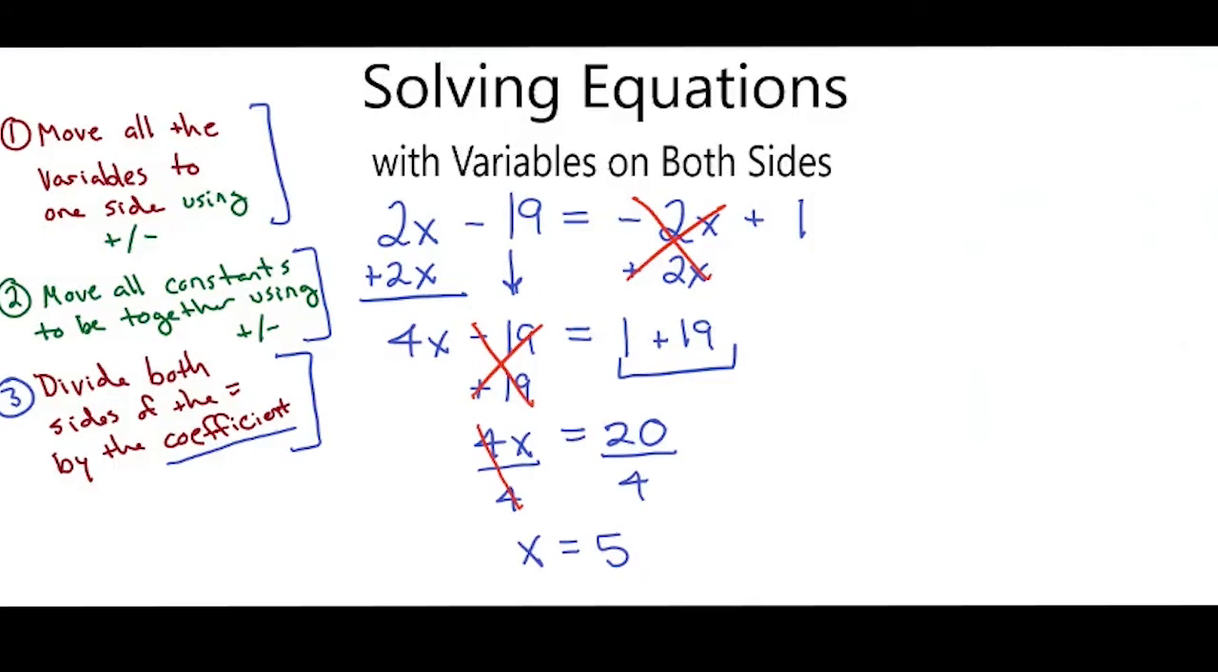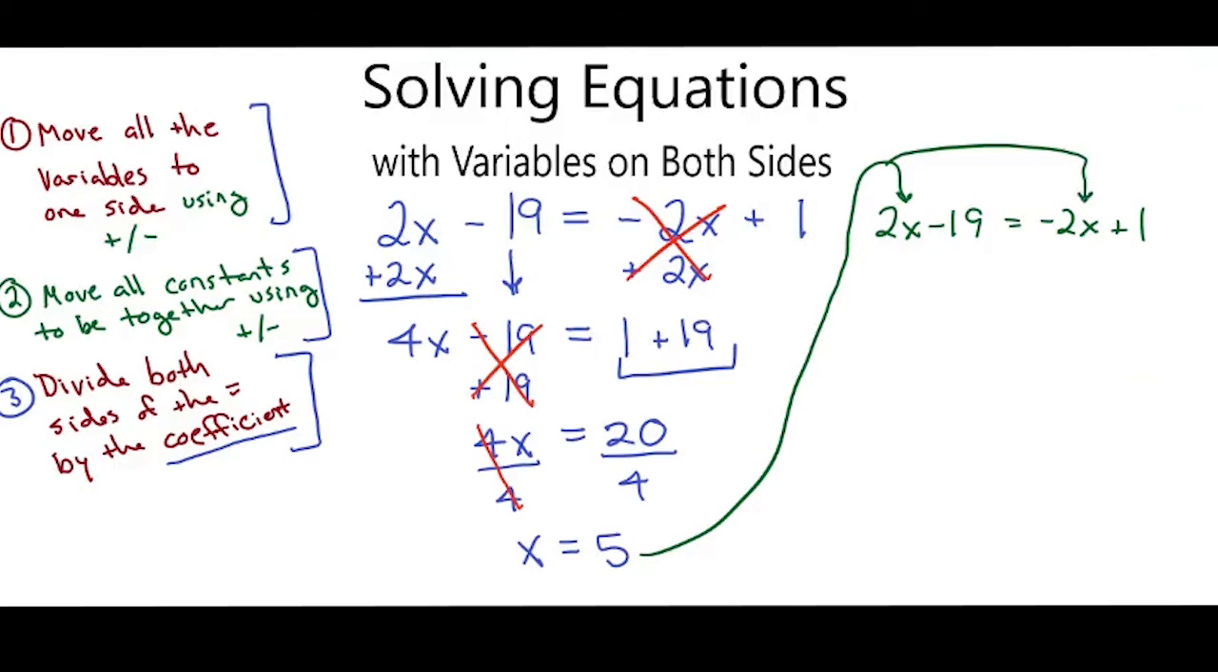So my original equation was 2x minus 19 equals negative 2x plus 1. So I take that 5 and I plug it in for both values of x. So now I have 2 times 5 minus 19 equals negative 2 times 5 plus 1. So I'll simplify. I will do all of the multiplication first.